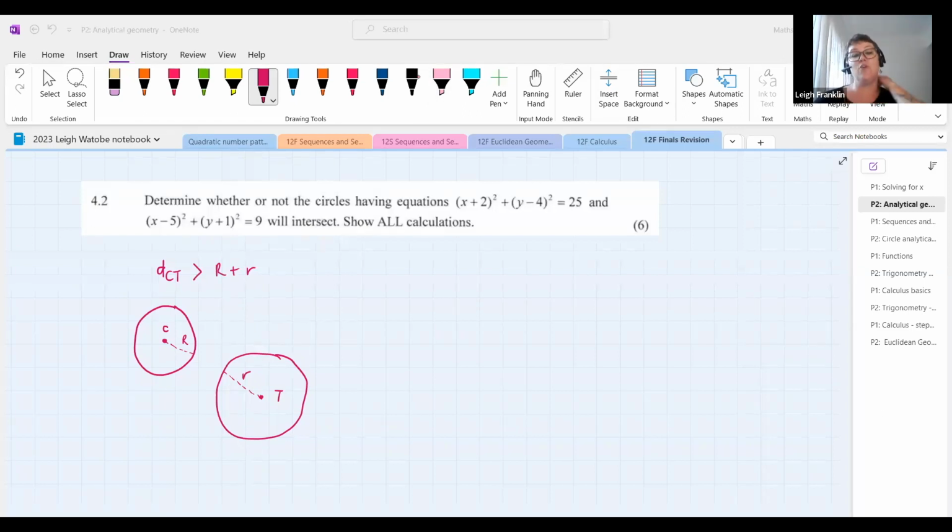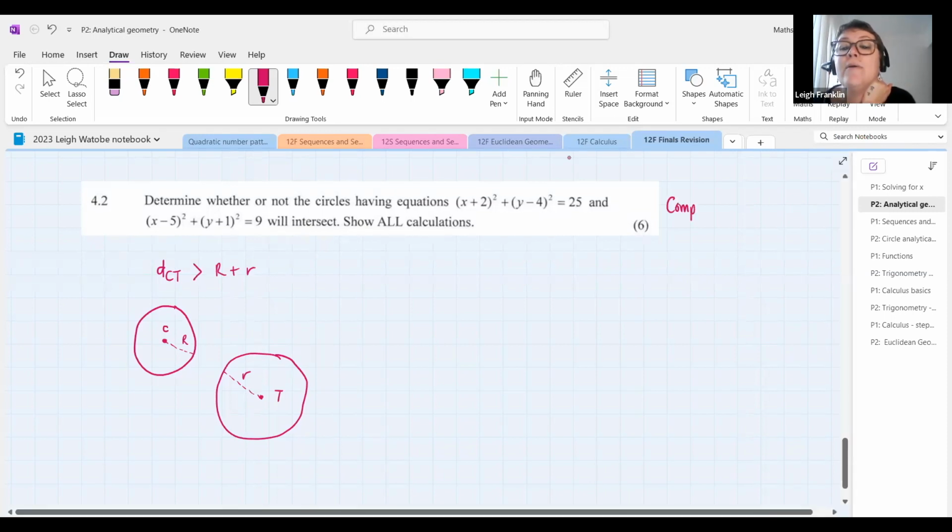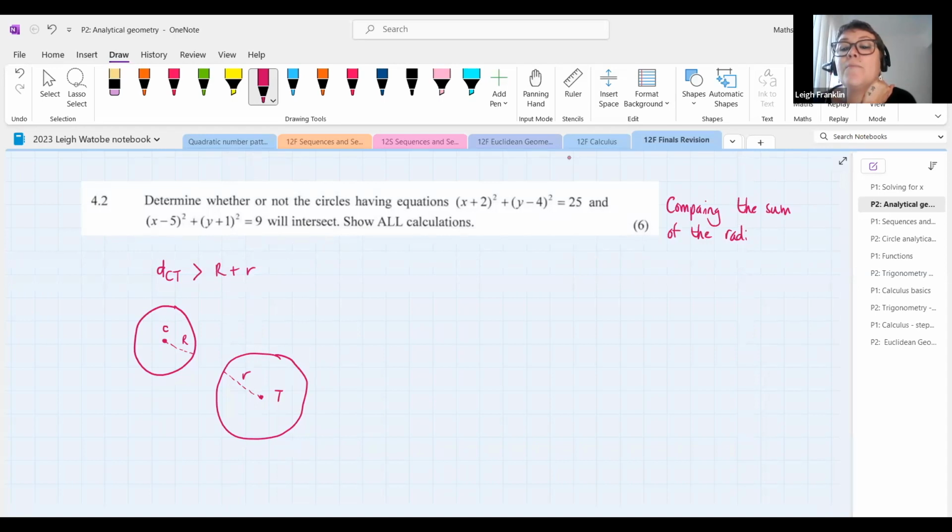That's it, Zechofat. So you've got to compare the sum of the radii to the distance between the centers. Okay, let me write that here for you. So you are comparing the sum of the radii to the distance between the centers. Does that make sense to everybody that we would do it like that?